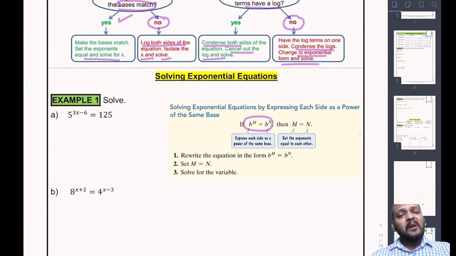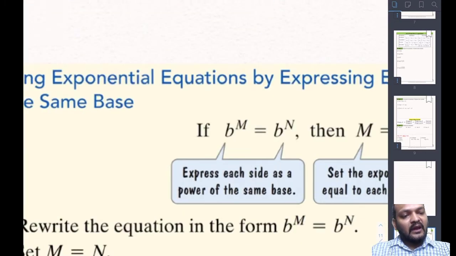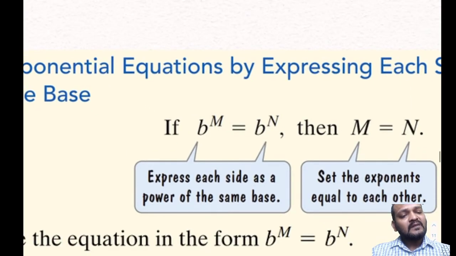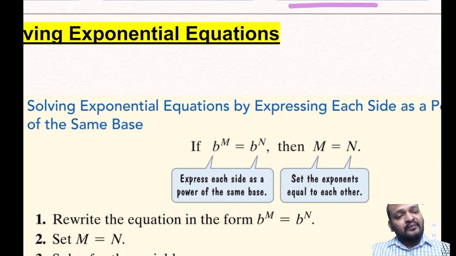The property that we are going to use for solving exponential equations is this: if b to the m equals b to the n, in other words, if the bases are exactly the same, then m should be equal to n.